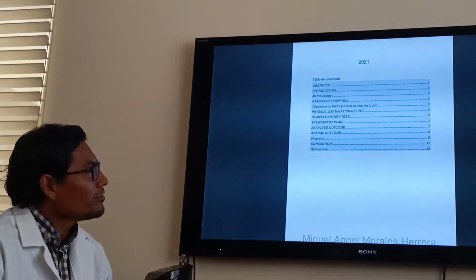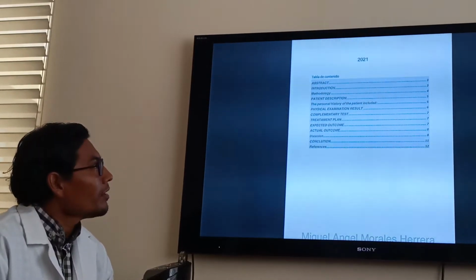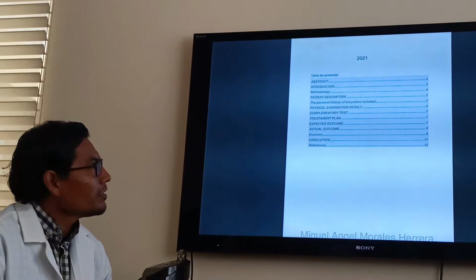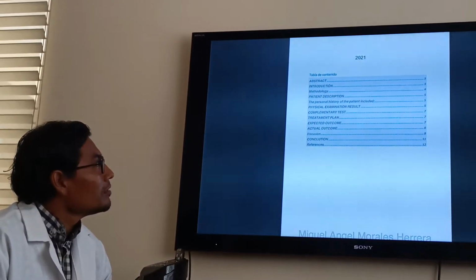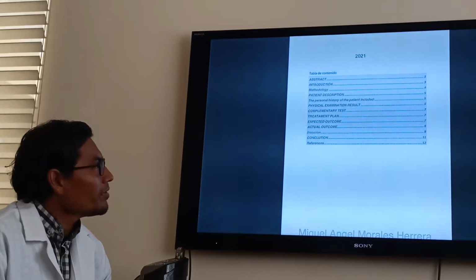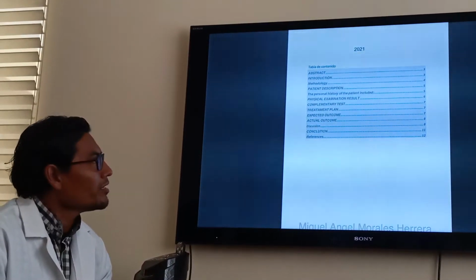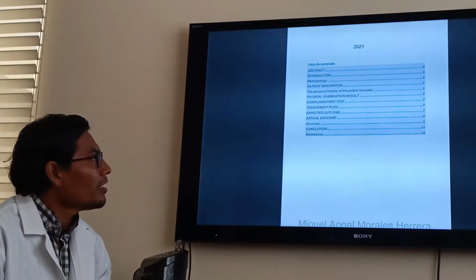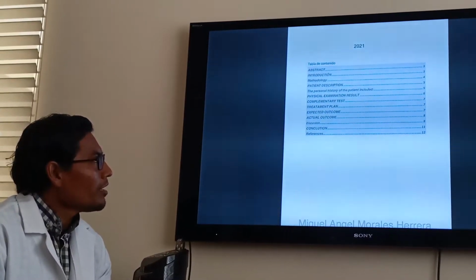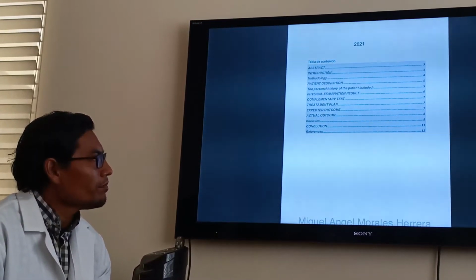The physical examination result is on the next page, number 6, and the complementary tests are on page 7. The treatment plan is on page 7, and the expected outcome is also on page 7. The actual outcome is on page 8, and the discussion, but the conclusion is on page 11 and the references on page 12.